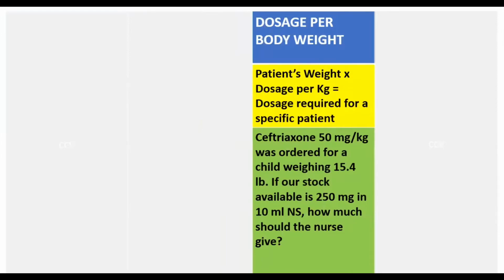For the problem about dosage per body weight, the formula is patient's weight multiplied by the dosage per kilogram equals the dosage required for a specific patient. Example: ceftriaxone 50 milligrams per kilogram was ordered for a child weighing 15.4 pounds. If our stock available is 250 milligrams in 10 ml normal saline, how much should the nurse give?